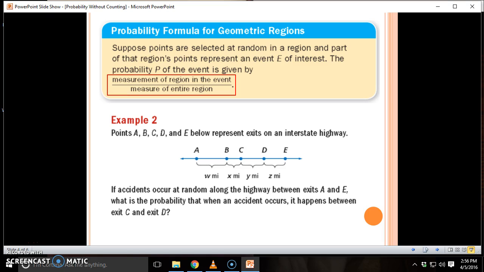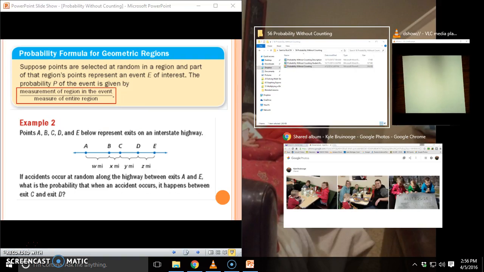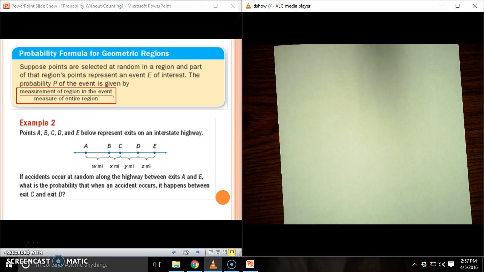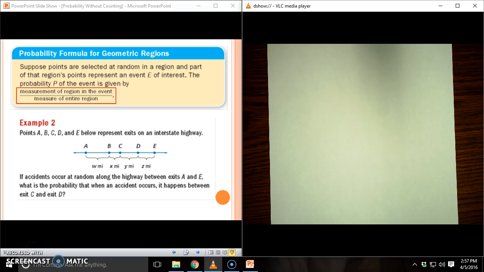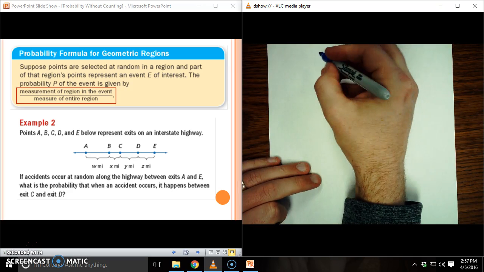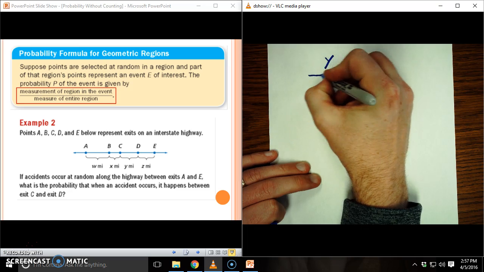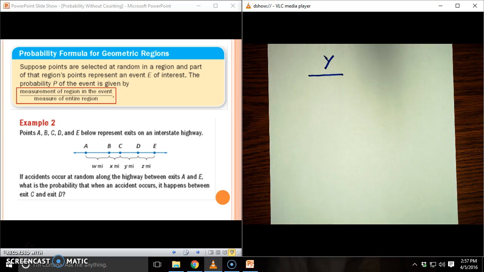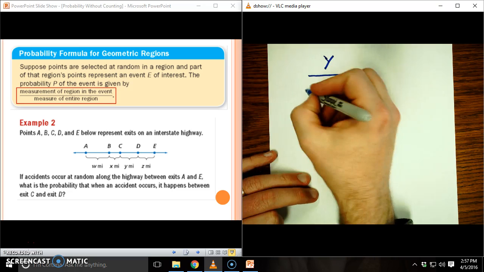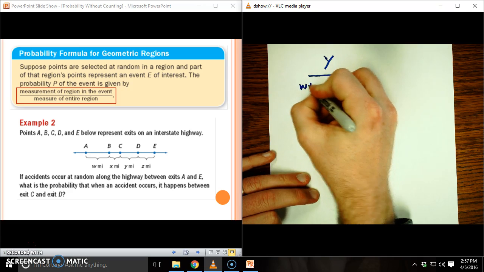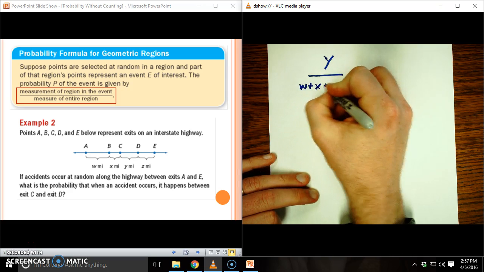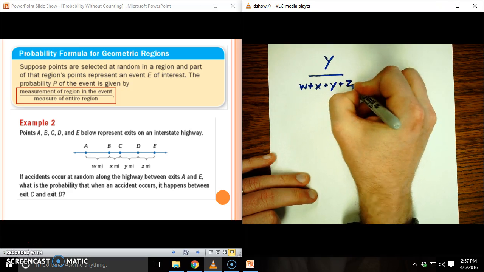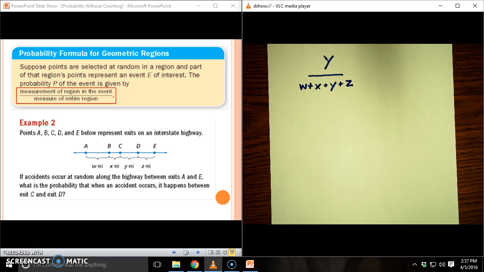What we want to do is look at the variable that represents exit C and D, and that would be Y. So Y would be my numerator. My denominator has to be basically the entire region, or the entire length. In this case, it would be W plus X plus Y plus Z. That would be my algebraic probability for this example.